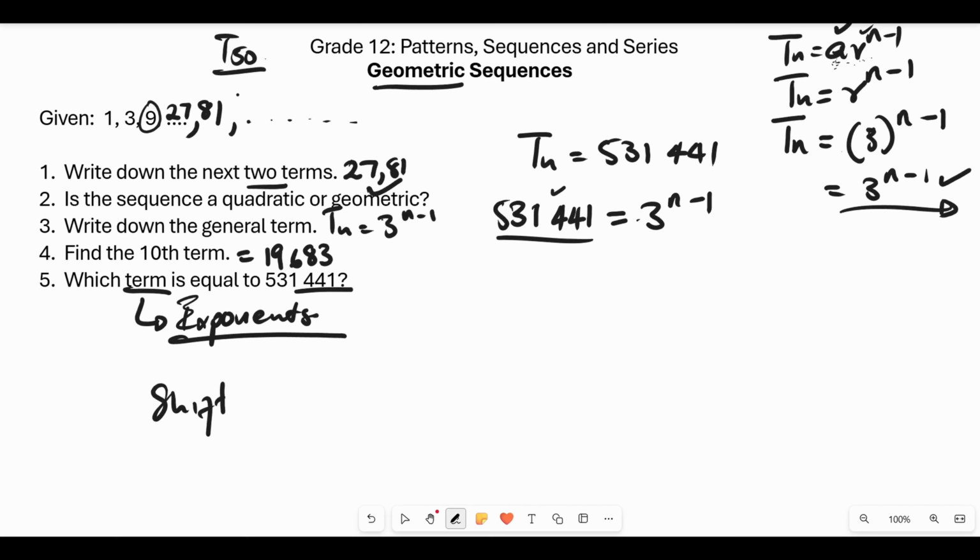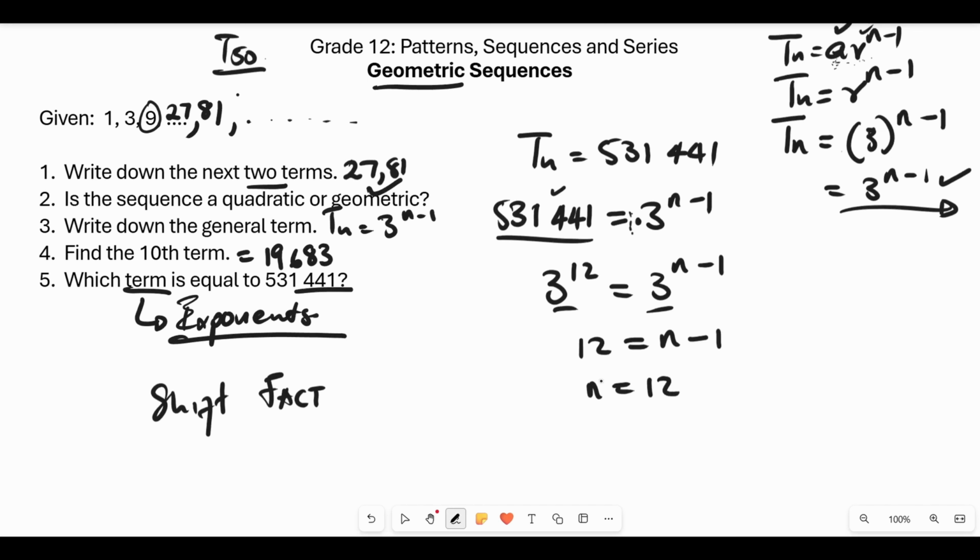Then you say shift, then fact, meaning that you're going to be factorizing it. In this case, it gives you 3 to the power of 12, and then you have 3 to the power of n minus 1. It's not always going to be this easy, especially whenever you have a coefficient on this side. So in this particular case, if the values on the right and the left share the same base, you drop the base and then equate the exponents. So in this case, n minus 1 equals 12. Taking the 1 to that side, you get plus 1, meaning that n is equal to 13.